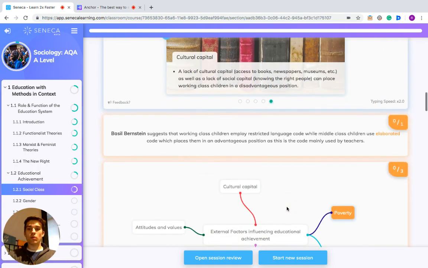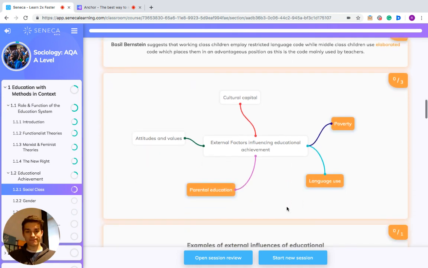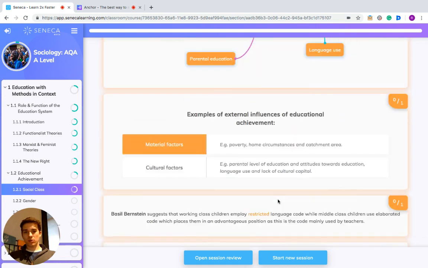So just to recap what Basil Bernstein said. He suggested that working class children employ restricted language code, while many middle class children use elaborated code, which places them in an advantageous position, as that's the code that's mainly used by teachers. And those external factors influencing educational achievement are poverty, use of language, parental education, attitudes and values, and cultural capital.